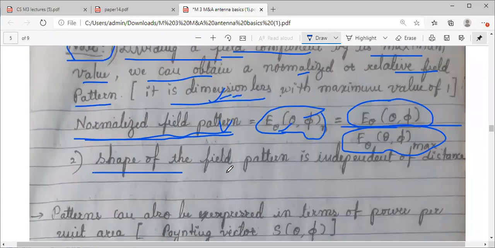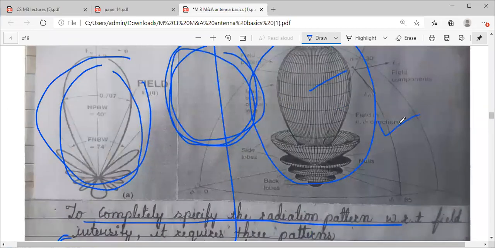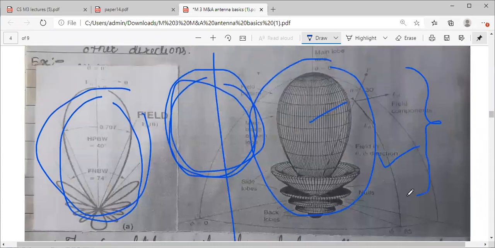Generally I have given you here, the shape of the field pattern is independent of distance. In the sense, this field pattern that has come, this one pattern I am giving you as an example for one particular antenna. Suppose you are varying the distance for this antenna, transmission and reception. If you vary the distance, the shape of the pattern will not change. For a particular antenna, the shape of the pattern is the same, irrespective of the distance.